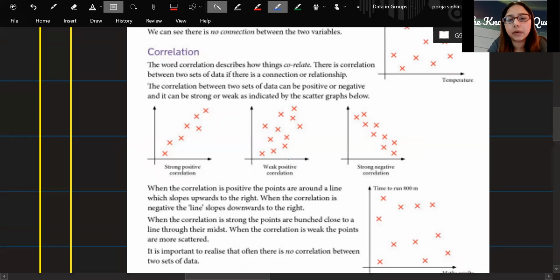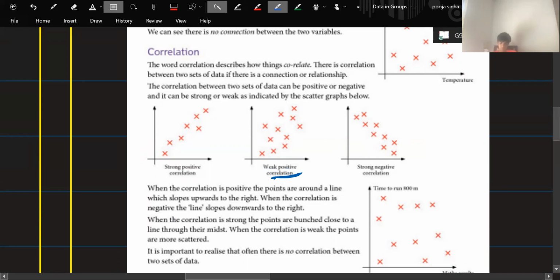Okay. Now here, what do we see? It is positive. I can see it's going up, but it's not very strong. Here it is pretty strong. All of them are very close to the line that I've made. But here they are not very close to the line. Many points are away from the line. So it's a weak, but it is a positive correlation. Did you get this?